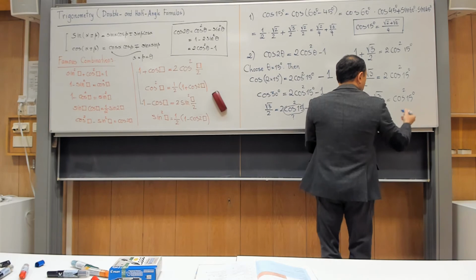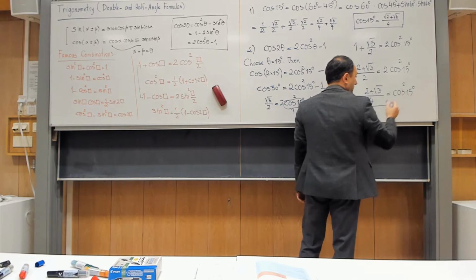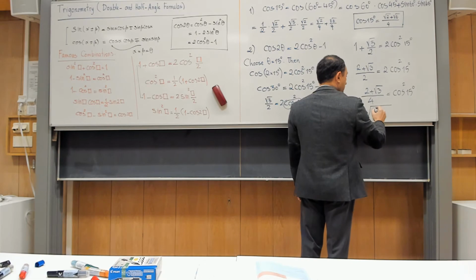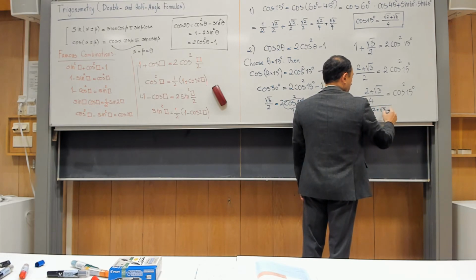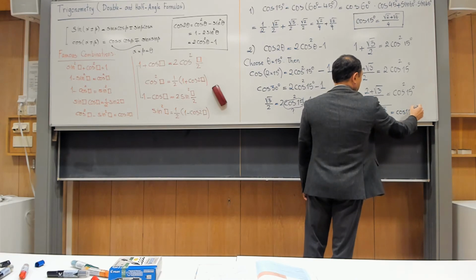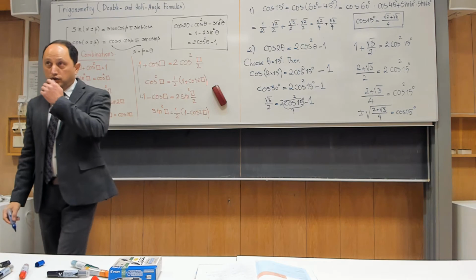But I have to take the square root, and I need to remember to put plus and minus. Whenever you want to find an unknown and you are taking the square root, you have to remember to put plus and minus. But which one is acceptable? Plus 1 or negative 1?